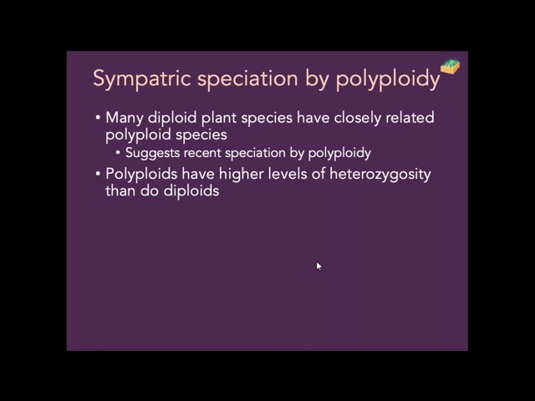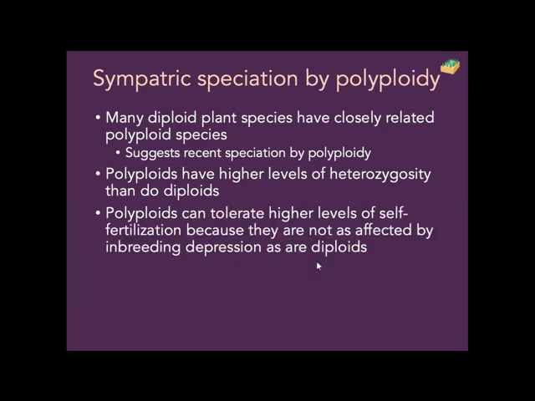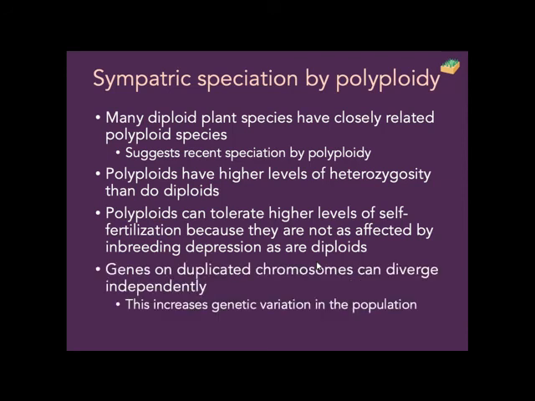Polyploids tend to have higher levels of heterozygosity than do diploids. So how does heterozygosity affect average fitness in a population? It's better. If you're more heterozygous, you have better fitness. So polyploids do have higher fitness. They can self-fertilize more because they're not as affected by inbreeding depression as diploids.